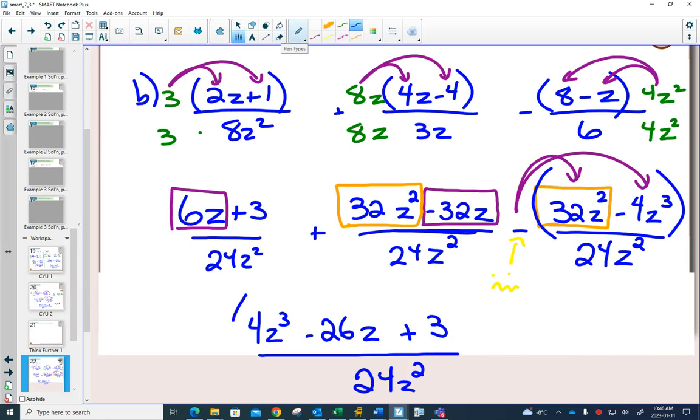Then, on the top, this is all grouped together. You'd have to check, is there a common factor? No. But sometimes there will be. So we always have to check as we're going along. Whew. So, lots of places to make mistakes with algebra rules.